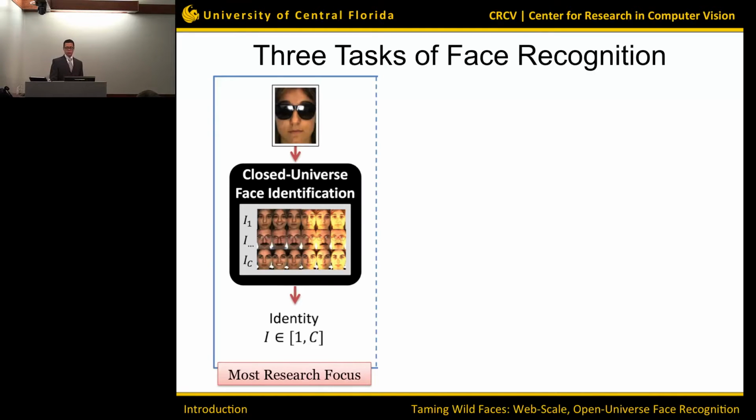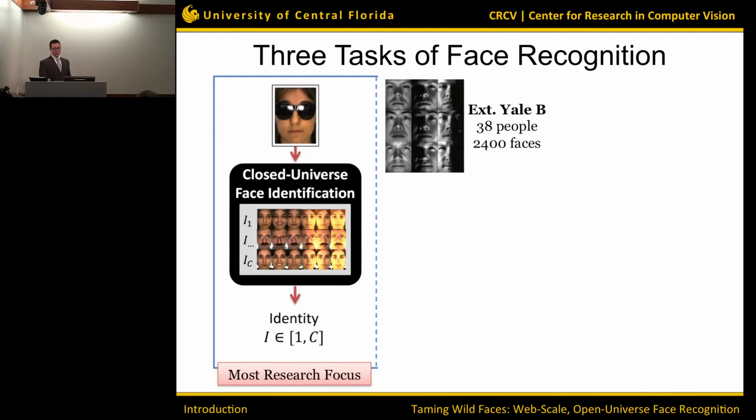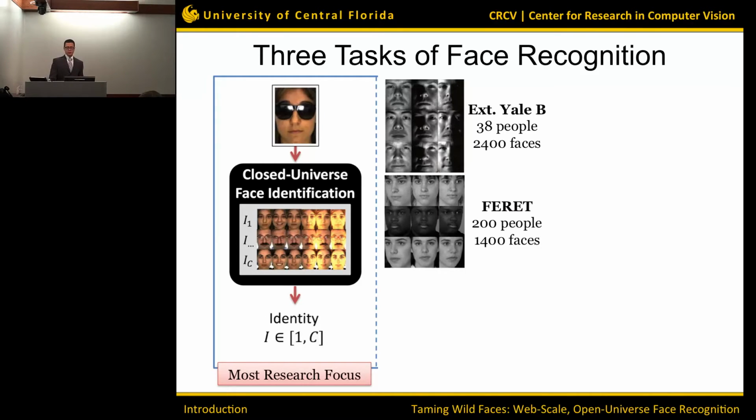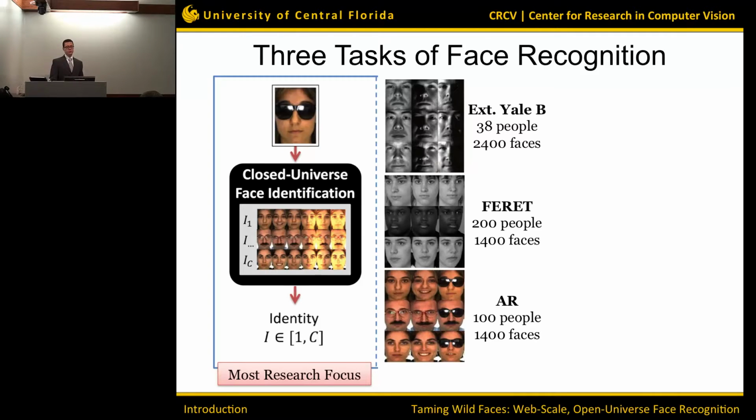The first is closed universe face identification, and the idea here is that given a test image, we want to give it the correct identity. But in this scenario, for your training dictionary, the names that you know, you never expect to receive anybody that's not within that training. Some of the data sets used for this analysis are the Extended Yale B, where they look at variations in illumination, the FERET data set that looks at variations in pose, and the AR data set that looks at variations in expressions and occlusions.